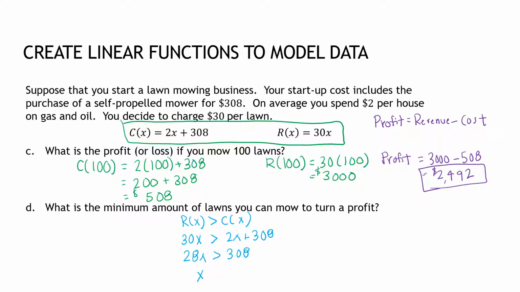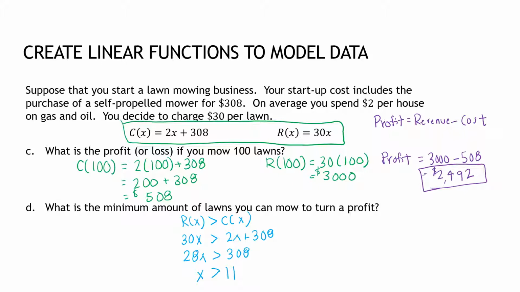And when I divide each side, I get x is greater than 11. Now, please be careful with this because it says, what's the minimum amount of lawns you can mow to turn a profit? So, can I mow 11 lawns and turn a profit? No. If I mow 11 lawns, then R of x is equal to C of x. So I haven't turned a profit. I haven't lost anything either.